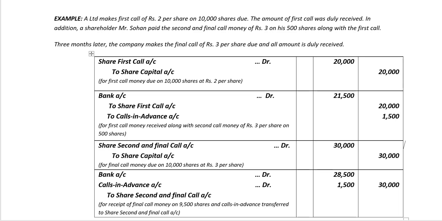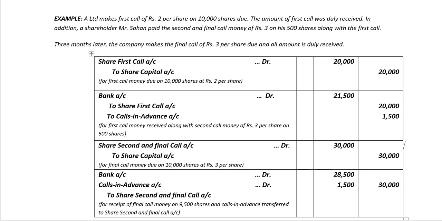To share first call account 20,000 rupees, the amount which is pertaining to the first call, and to calls in advance account 500 shares multiplied by 3 rupees per share, rupees 1,500. So this is the journal entry for the first call money received along with the second call money of rupees 3 per share on the 500 shares.